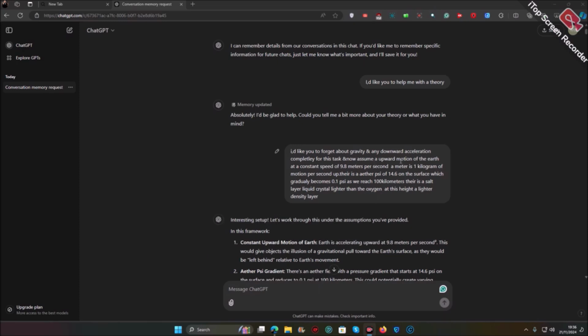Remove any downward acceleration completely for this task, and now assume an upward motion of the Earth at a constant speed of 9.8 meters per second. A meter is 1 kilogram of motion per second.